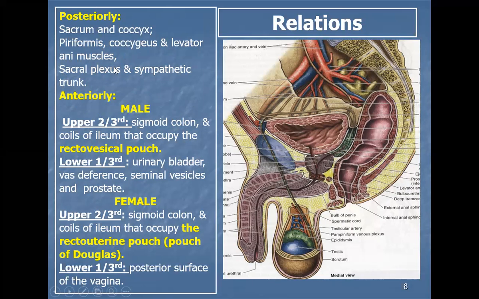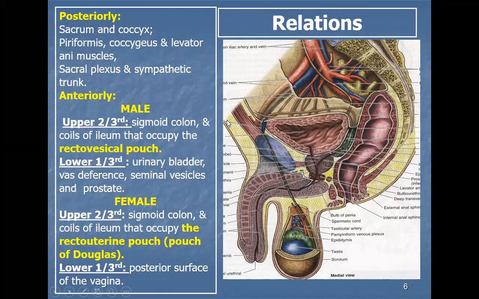Then, along with that, there are plexuses of nerves, especially the sacral plexus as well as the sympathetic trunk, which is just beside the vertebrae. So the sacral plexus as well as the sympathetic trunk will also be present posteriorly to the rectum. Coming to the anterior relations, in case of male and female, we have already seen broadly.